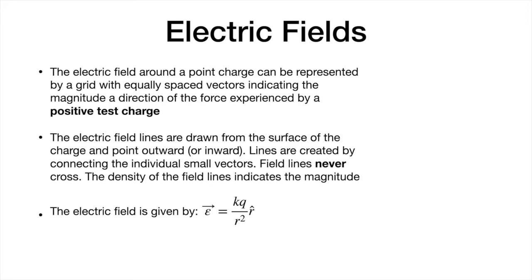The electric field, mathematically, is given by this equation. Now, if you go back and look at the equation for the gravitational field, you'll see that it has a very similar character, except that in this case, instead of capital G, I have lowercase k, and instead of big M, I have lowercase q. But I still have that 1 over r squared behavior.